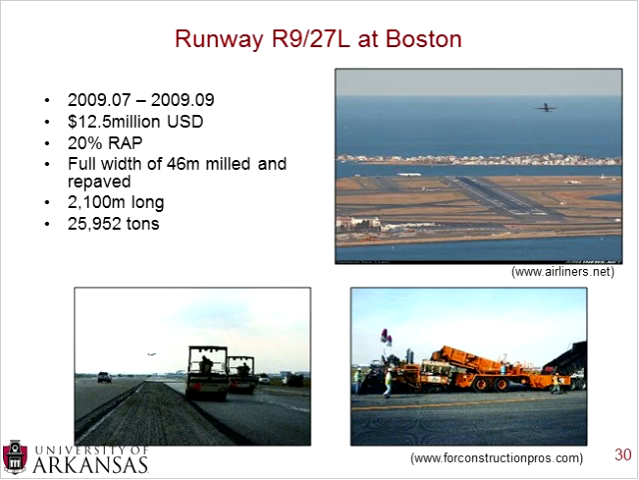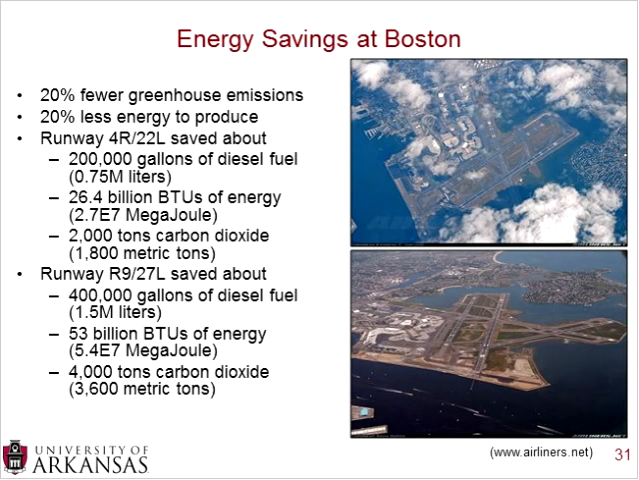Now, as I mentioned, because that project was so successful, they also did a second runway, and this was the full width, the full 46 meters, or approximately 150 feet width of the runway. And this was done in 2009 from July to September at a cost of $12.5 million. They used 20% RAP. It's about 2 kilometers long, and they used approximately 26,000 tons of mix. So this is a full-length runway at an international airport. Lots of material being put down, and they've had a lot of success with it.